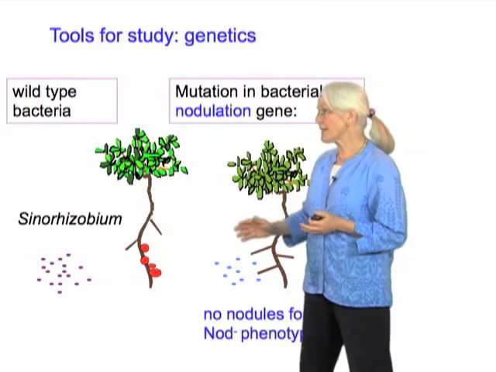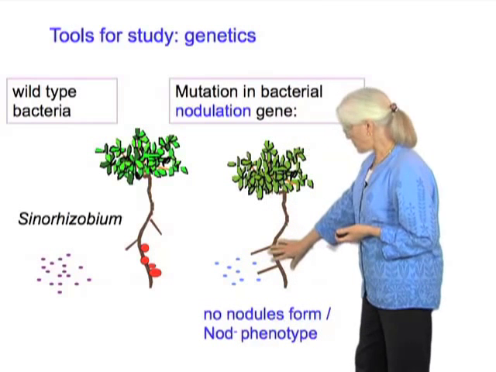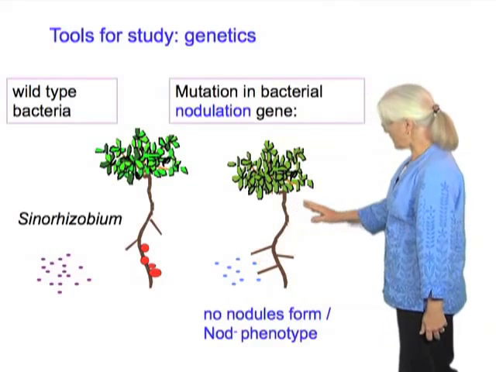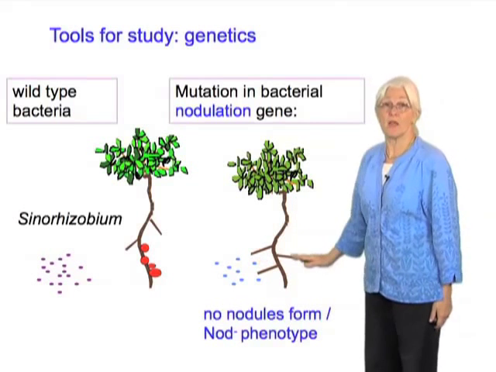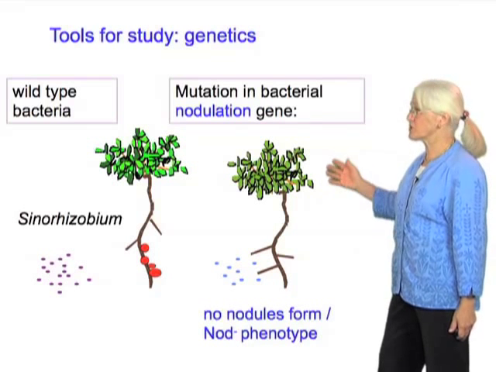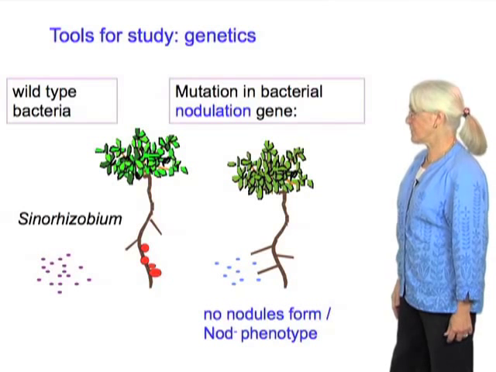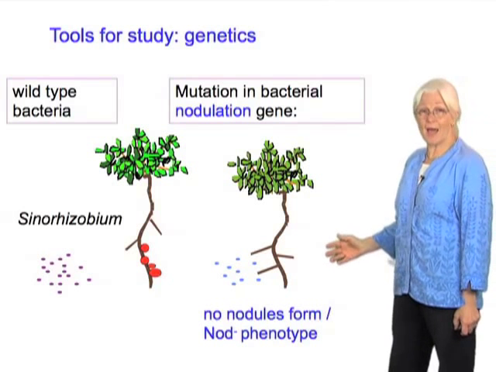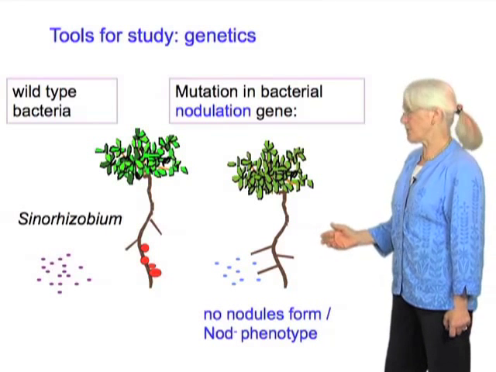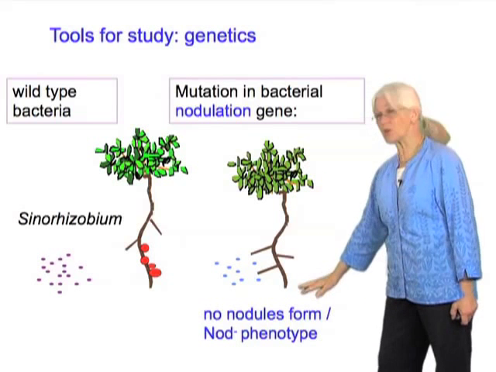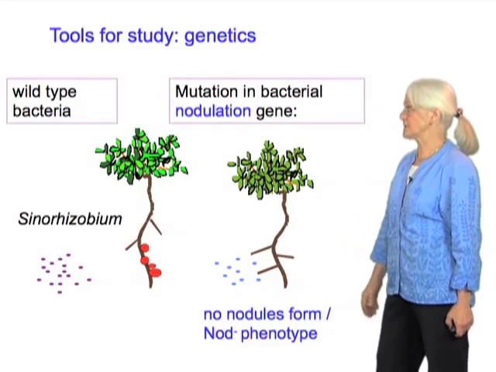They flourish and they're nice and green. But if the bacteria have a mutation in a gene that's required for the formation of the nodule, the result will be that the plant forms no nodules, therefore it's not getting any fixed nitrogen, and it starves. It's yellow, and it doesn't grow very well. We would call this a nod gene in the bacterium because the mutations in that gene result in the so-called nod minus, no nodule phenotype.